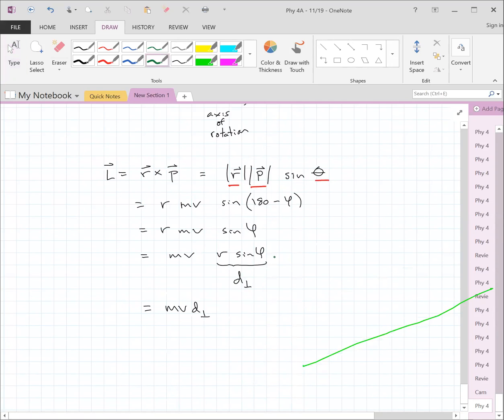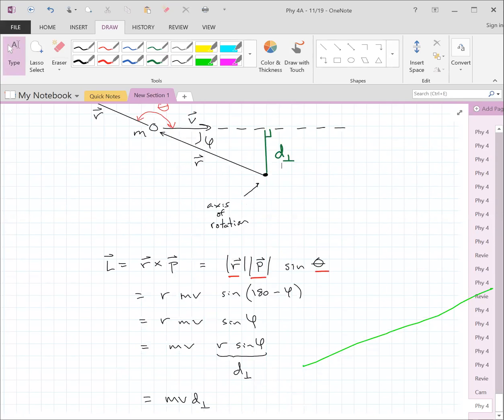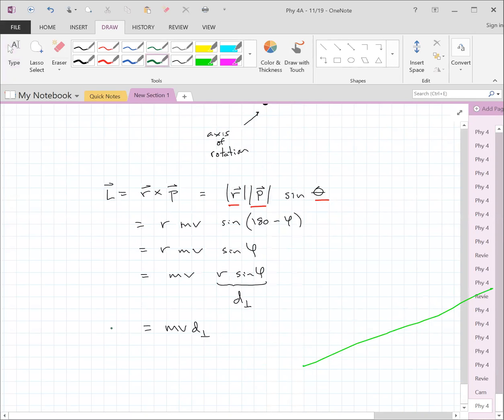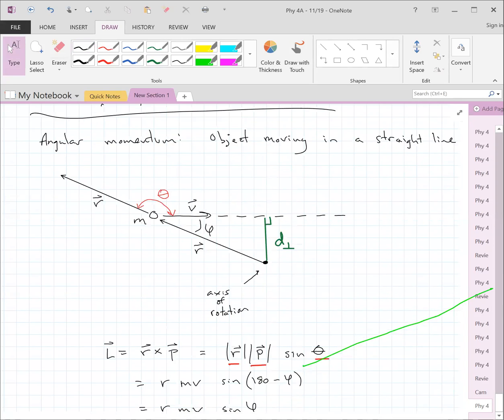So I like to do it this way. Instead of saying R cross P and trying to figure out what it is, I just go right to this equation right here. L is the momentum, mv, times the perpendicular distance between the line of the momentum and the axis of rotation.